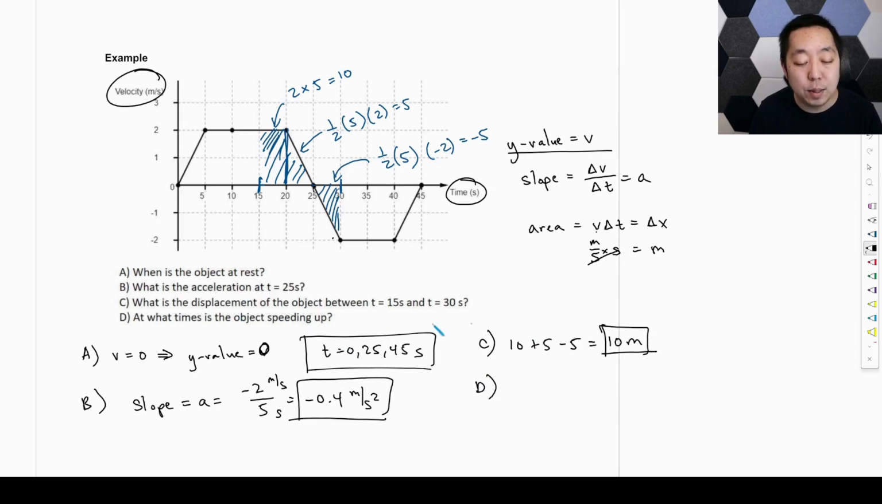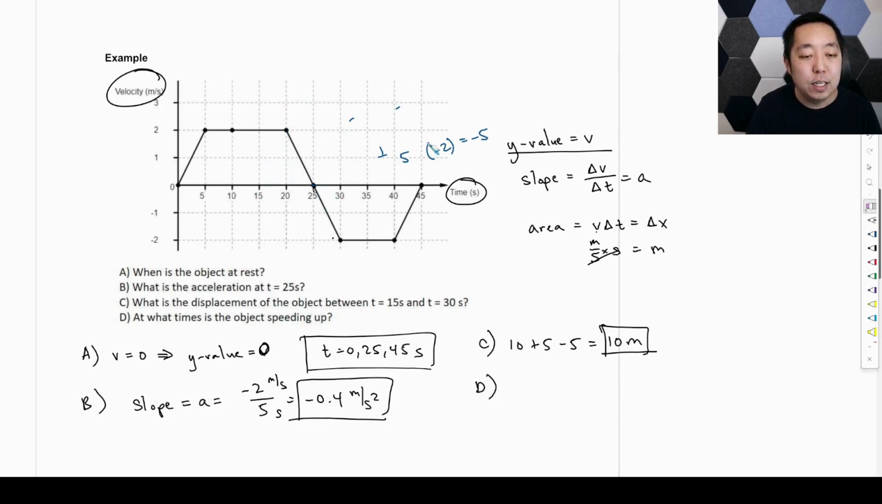At what times is the object speeding up? So we've got to remember, what did we do for speeding up and slowing down? How did we identify it? It depends on whether the direction of the velocity and the acceleration are in the same direction or the opposite direction.